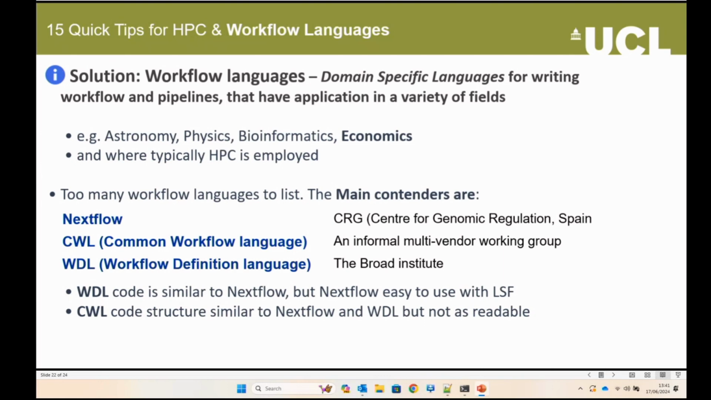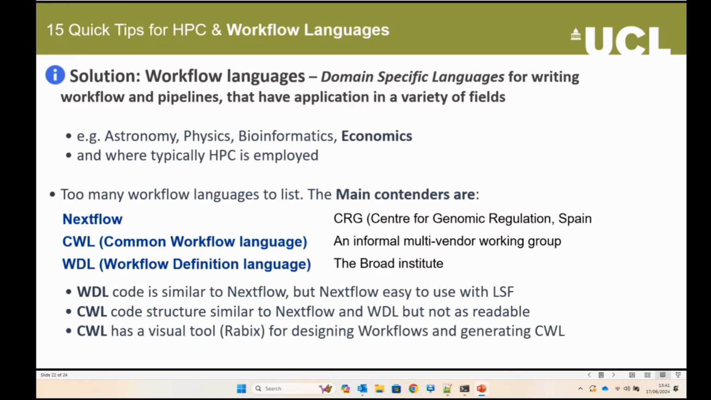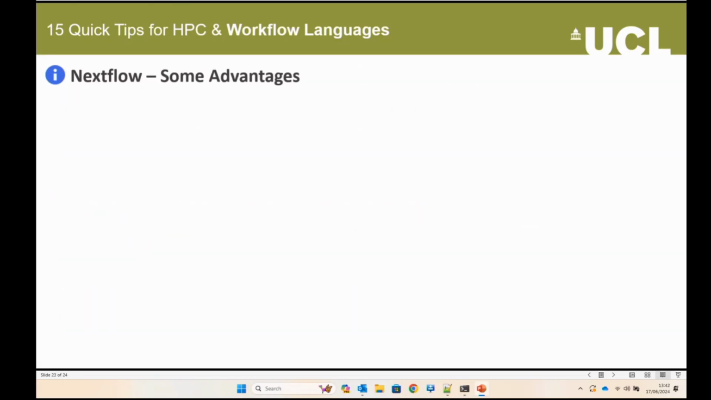CWL is a code structure similar to Nextflow and WDL, but it's not as readable. It's a bit more difficult to read and conceptualize. CWL does have a visual tool called Rabix for designing workflows and generating CWL with a graphical user interface. I think it was popular some years back, but I don't think it's really taken off. I think Nextflow is the one that's accelerated in terms of adoption.